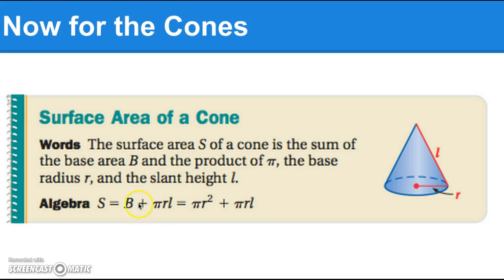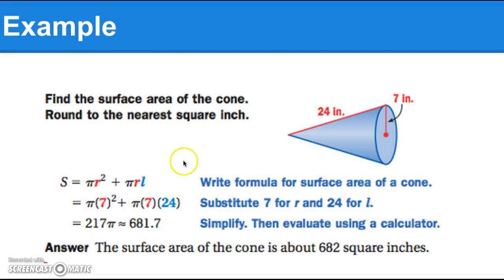So as you go through here, notice that there's two different types. You can have the base plus pi RL, or you can just go straight to pi r squared, which is the area formula for a circle, plus pi RL. Now for an example problem that says find the surface area of a cone, round to the nearest square inch. So we're going to round to the nearest whole number, as you can see down here at the bottom, but you're only given two pieces of information for the cone, so it should not really be that hard to figure out where you're plugging things in at.